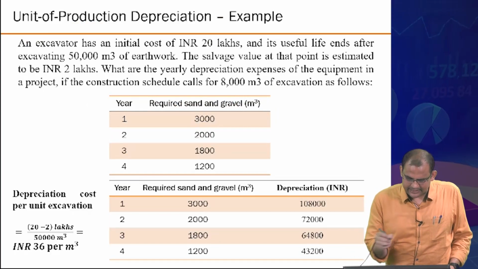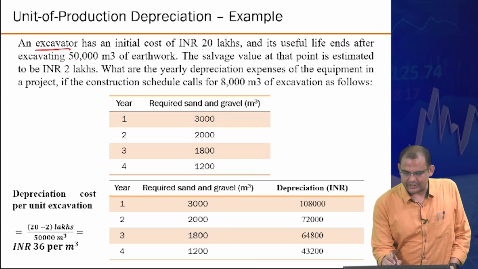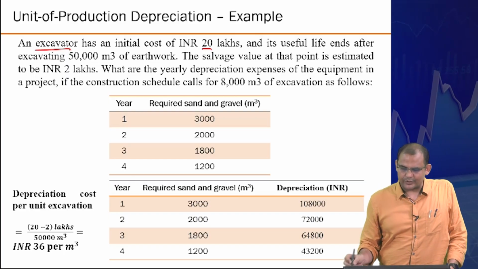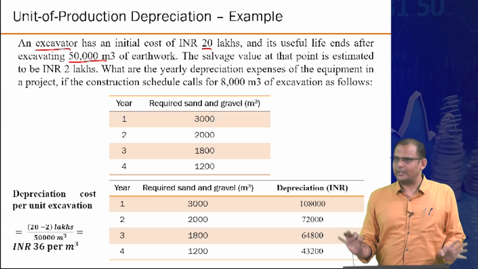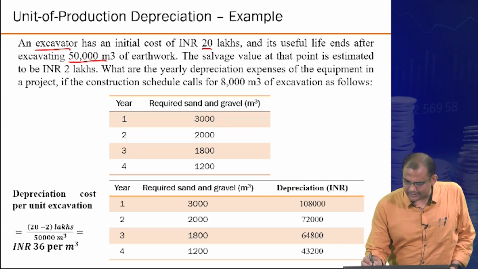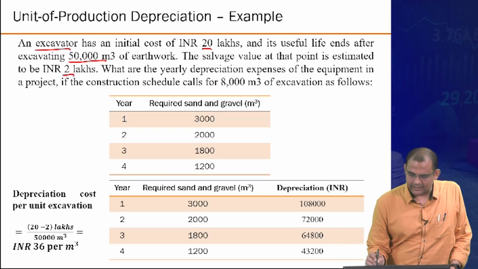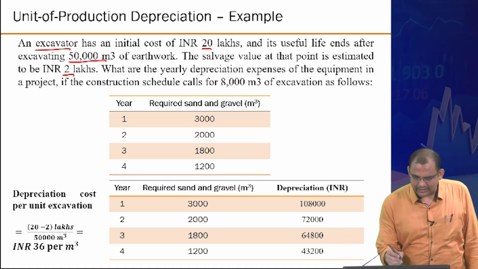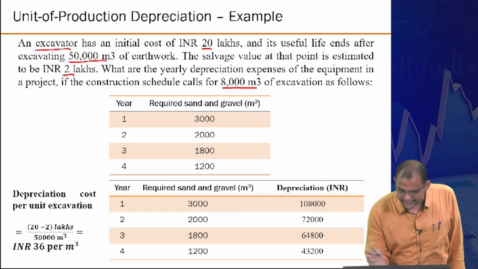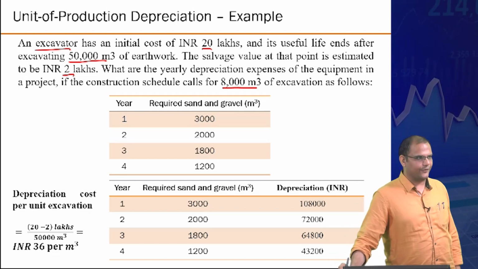Let's look at a particular example. Suppose there is an excavator with initial cost of 20 lakhs and its useful life is 50,000 meter cube of earthwork. That's only its useful life. The salvage value at the end is estimated to be 2 lakhs. What are the yearly depreciation expenses of this equipment in a project if the construction schedule calls for 8,000 meter cube of excavation as follows?